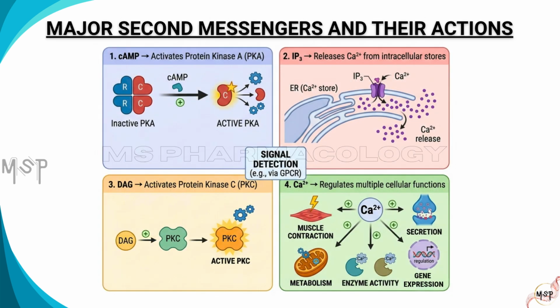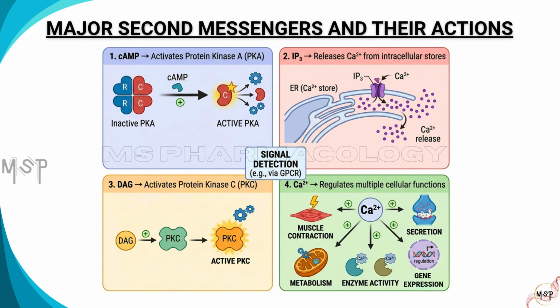At the beginning of this lesson, we asked an important question. What roles do second messengers such as cyclic AMP, IP3, DAG, and calcium play? The answer is that second messengers function as intracellular signal carriers and signal amplifiers. Cyclic AMP activates protein kinase A. IP3 releases calcium from intracellular stores. DAG activates protein kinase C, and calcium regulates contraction, secretion, metabolism, enzyme activity, and gene expression. Together, these molecules transform an extracellular signal into a coordinated intracellular response.